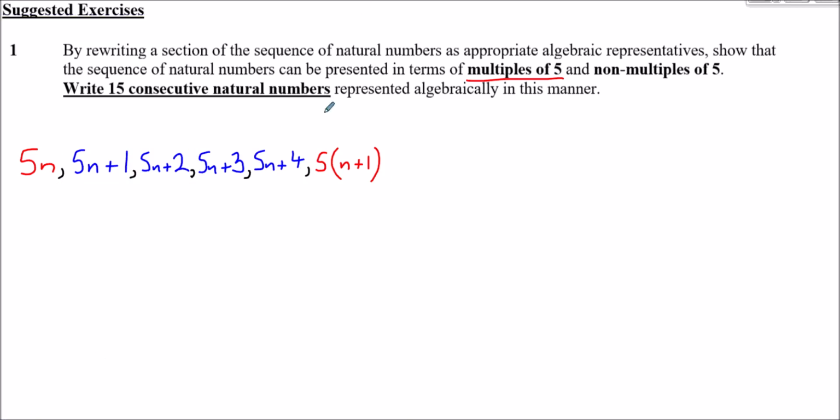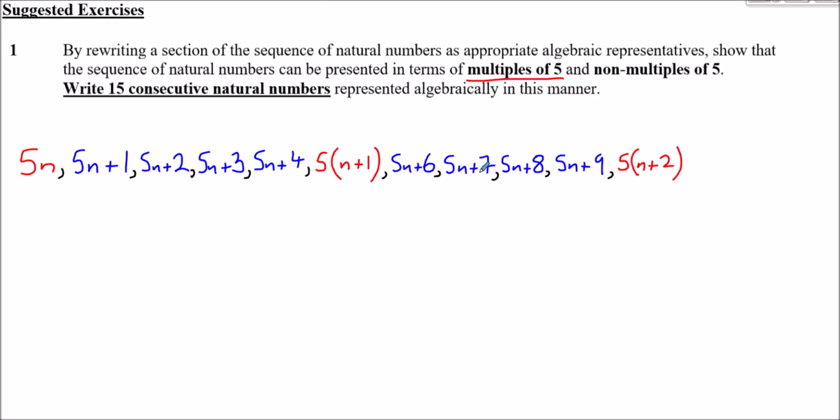So going on further, this is 5n plus 5. We then have 5n plus 6, 5n plus 7, 5n plus 8, 5n plus 9, and the next one would be 5n plus 10, but again this is a multiple of 5, so that can be written as 5 lots of n plus 2.